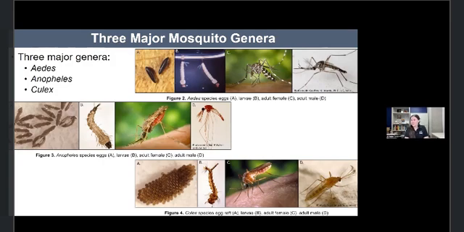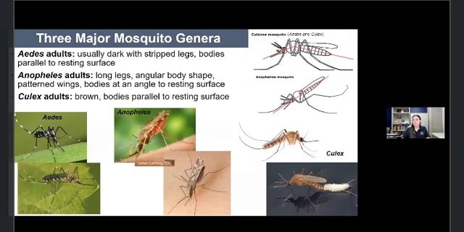Same thing for the adults. For the adults, we will look at the patterns. Let me go to the adult slide. If you look at the Aedes, you can see on the thorax, that's the part of their body that's attached to their head, that they have different striping patterns, especially for the Aedes. So we look at that. For the Anopheles, we actually look at the patterns on their wings.